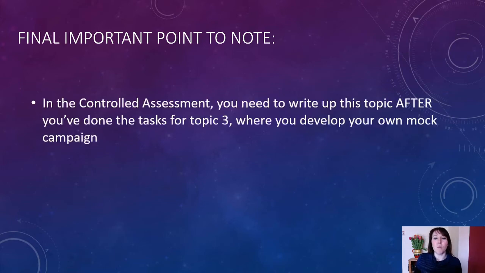Final important point to note, in the controlled assessment, you need to write up this topic after you've done topic 3. Topic 3, 3.1, 3.2 and 3.3 is your own campaign. You have to do your own campaign first and then do 2.1 and 2.2, because you have to link them campaigns to your campaign, and you can only talk about your campaign once you've done your campaign.